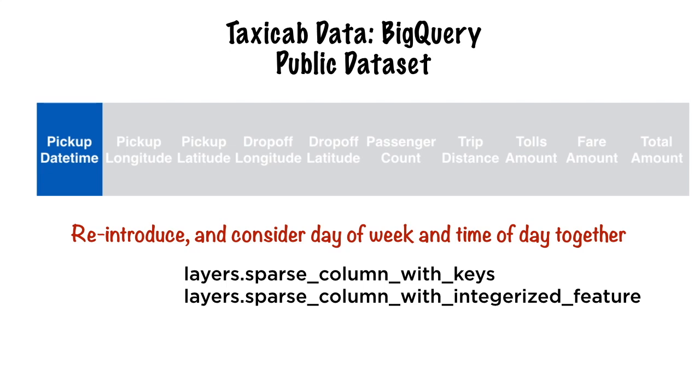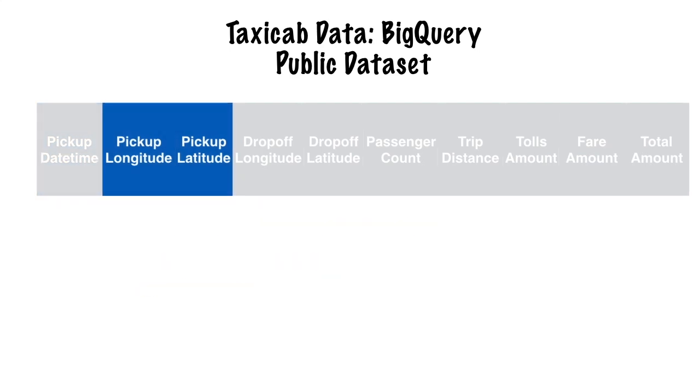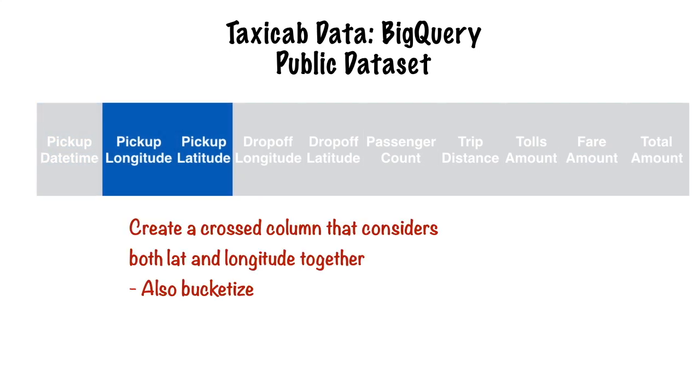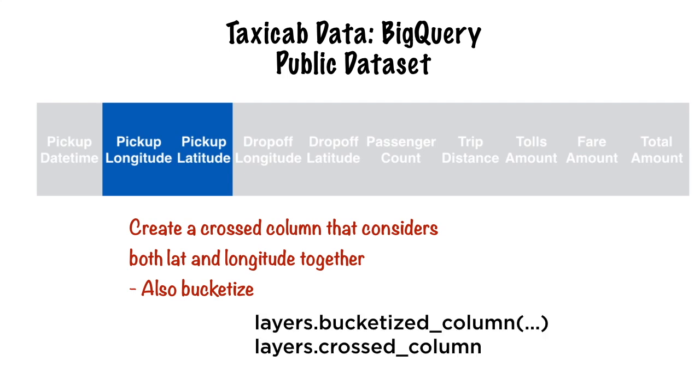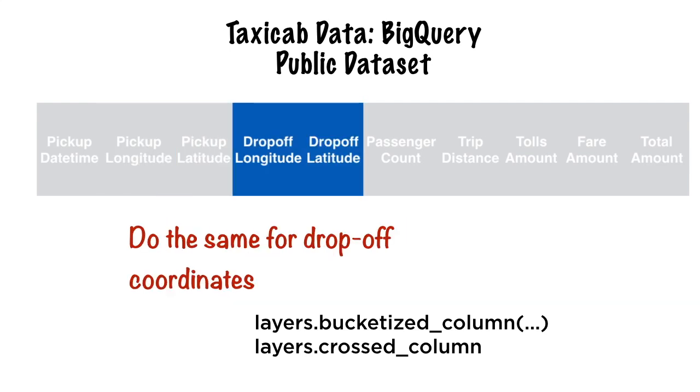And we are going to do something similar for the pickup longitude and the pickup latitude. Once again, it makes sense to consider these two data points together, so we will create a crossed column from them. It also doesn't make a whole lot of sense to consider the exact values of the latitude and longitude, and so we are going to bucketize them, that is to lose some information by discretization. And we are going to do exactly the same for the drop off coordinates as well.